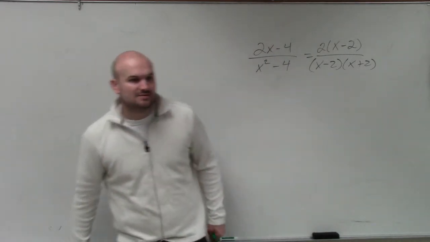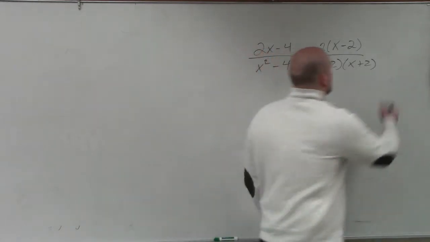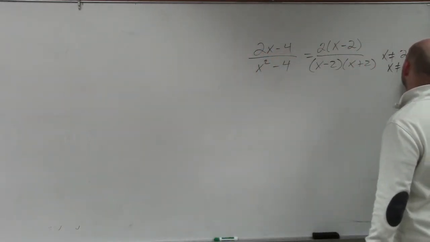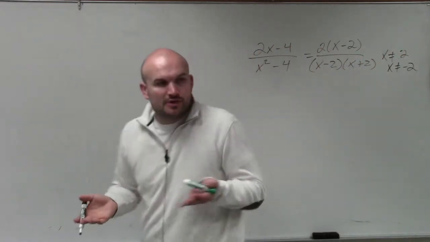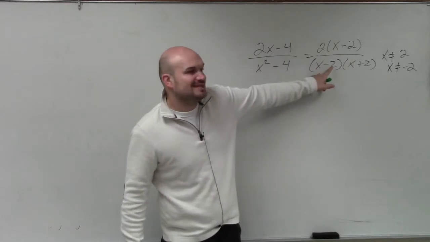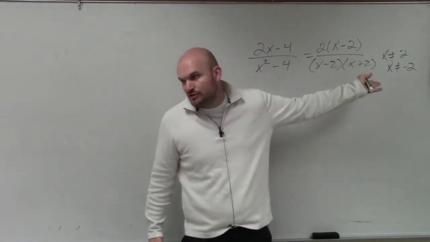Therefore, now you see I have some restrictions on this, right? My restrictions for this one are x cannot equal 2 and x cannot equal negative 2, right? Because if you were to plug in positive 2, 2 minus 2 is 0. 0 times x plus 2 would be 0, and then you'd have 0 in your denominator.